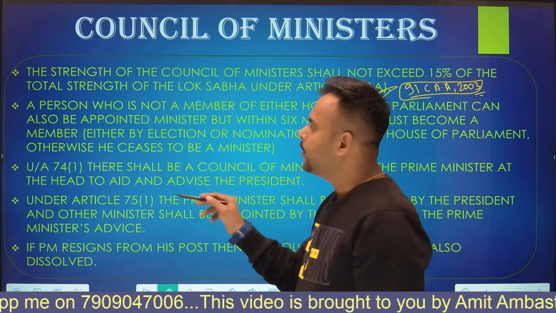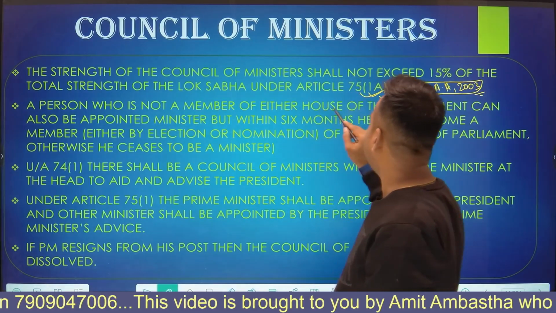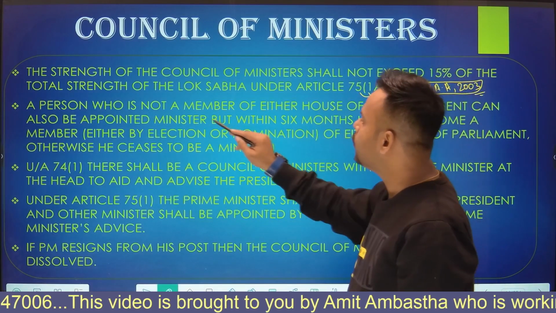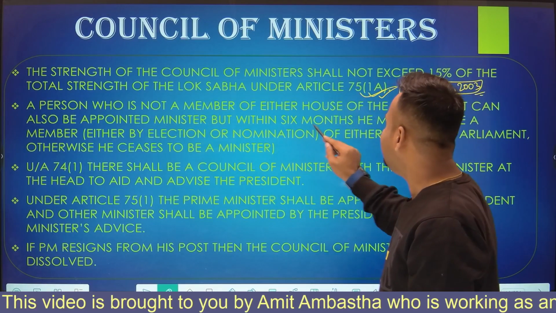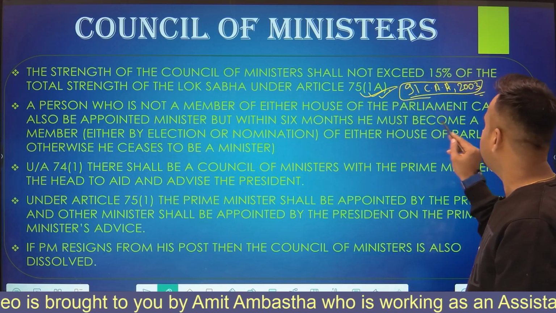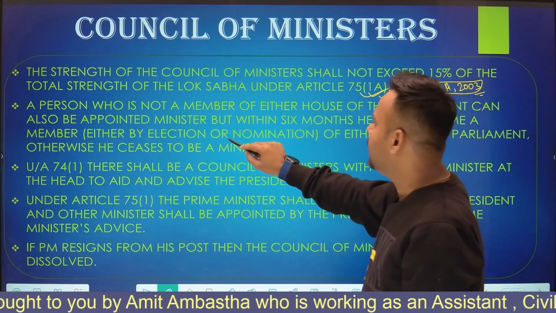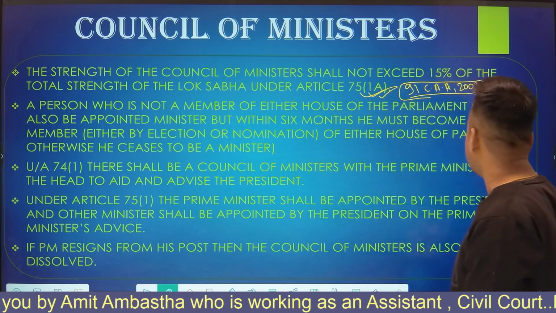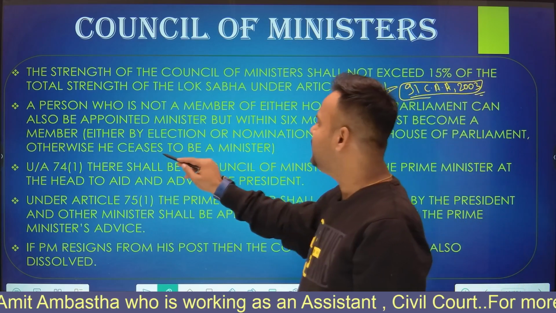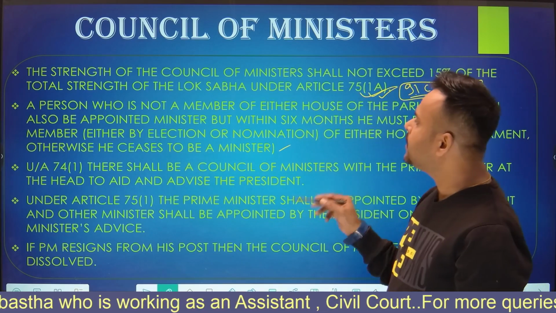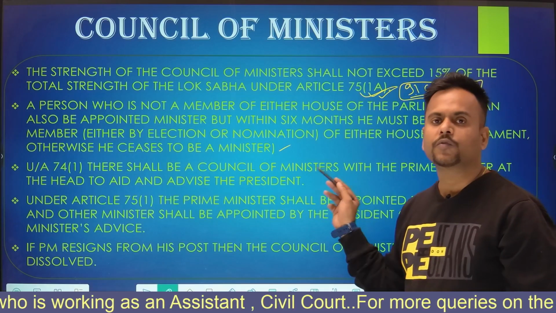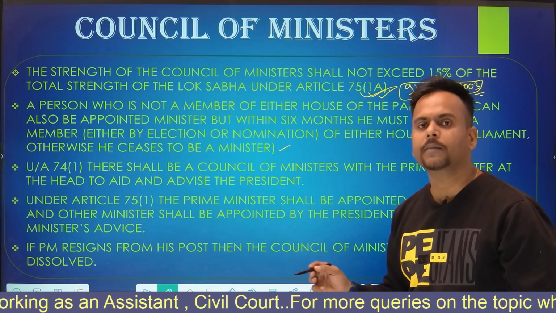Now see the second point. A person who is not a member of either house of the Parliament can also be appointed minister, but within 6 months he or she must become a member, either by election or nomination, of either house of the Parliament. Otherwise, he ceases to be a minister. That means a person who is neither a member of Lok Sabha nor Rajya Sabha can also become a minister.